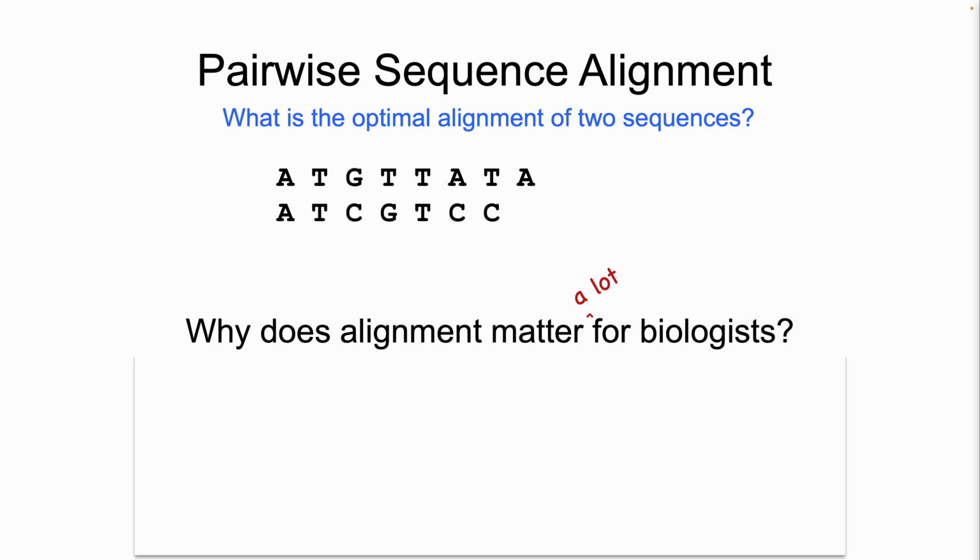So why is sequence alignment so important? Fundamentally, the question is, what is the optimal alignment for those two sequences? Or any two sequences, and we're talking about pairwise. Anybody know why alignment matters a lot?